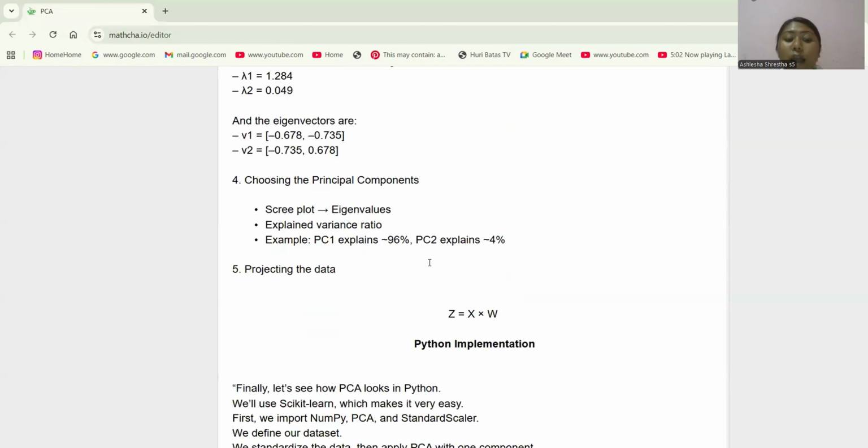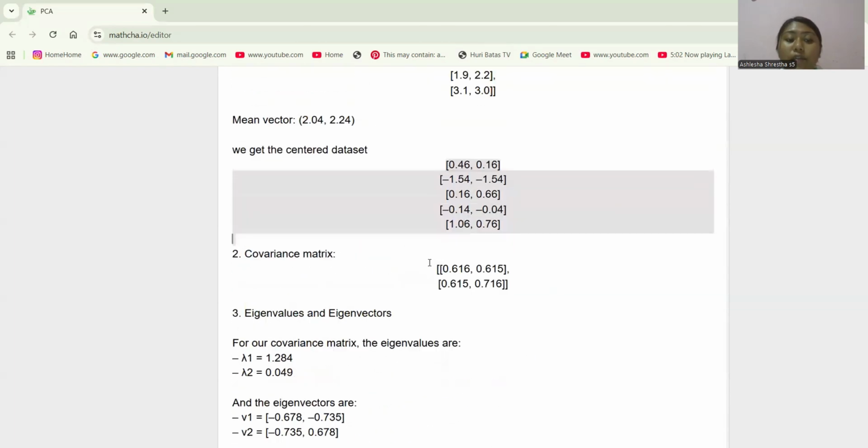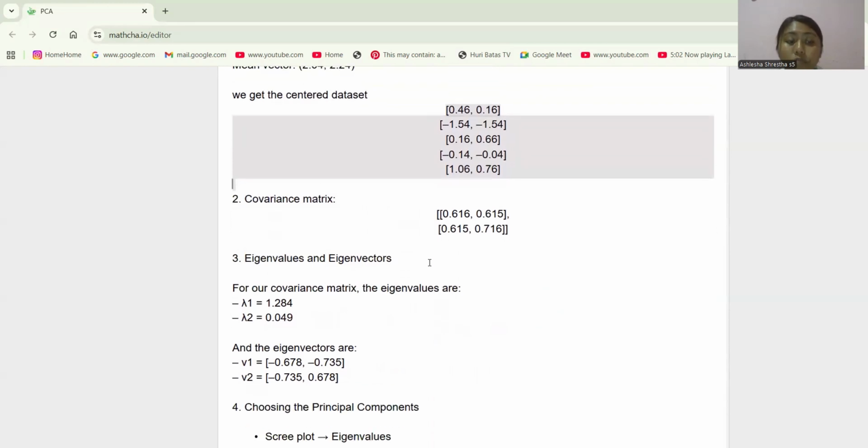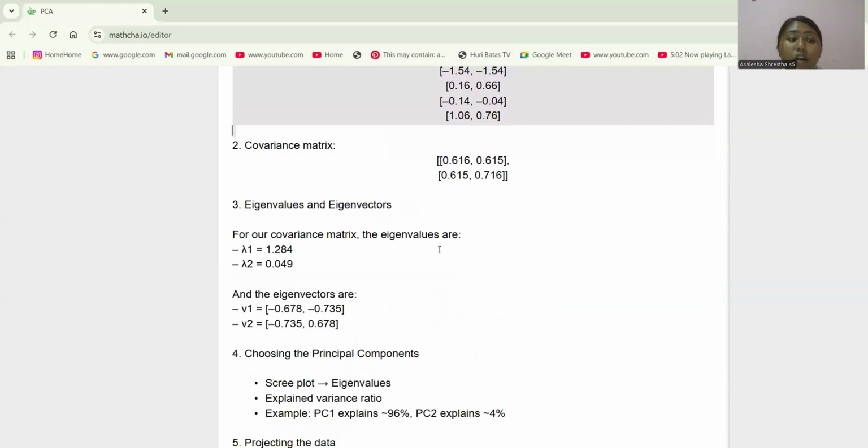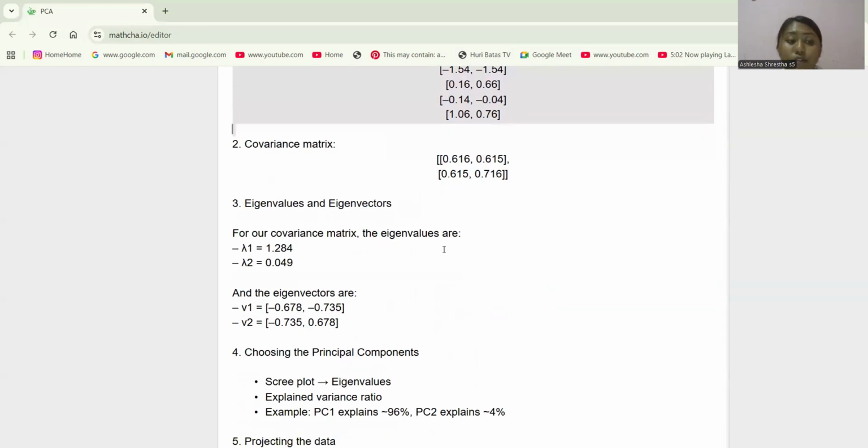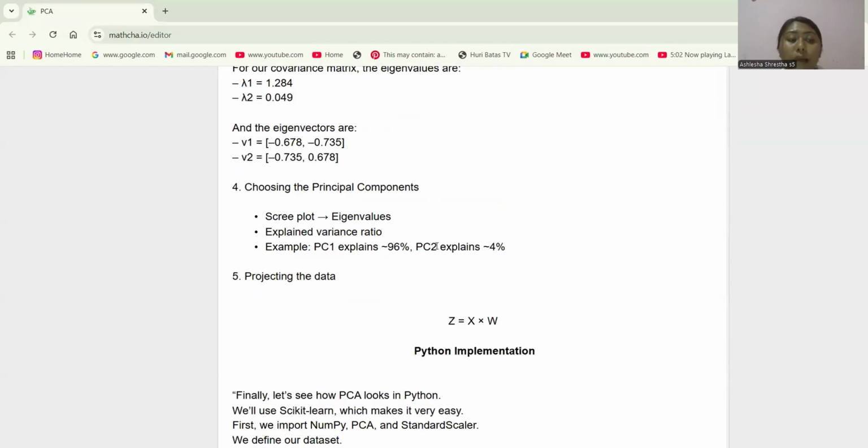Now we solve for eigenvalues and eigenvectors of the covariance matrix. The eigenvalues are 1.28 and 0.049. The first eigenvalue is much larger, which means the first principal component explains most of the variance. The corresponding eigenvectors are the directions in which the data is spread out most. Here V1 points in the direction of maximum variance, while V2 points in the perpendicular direction.